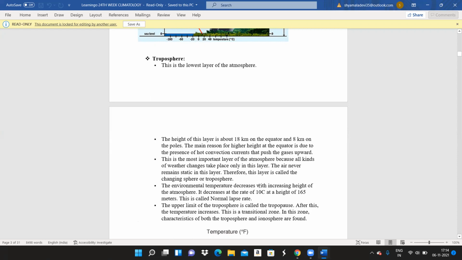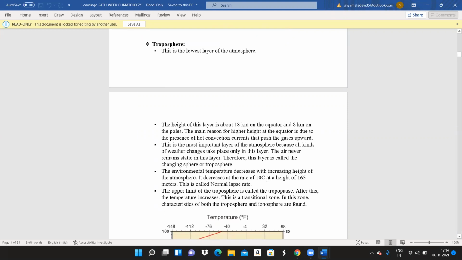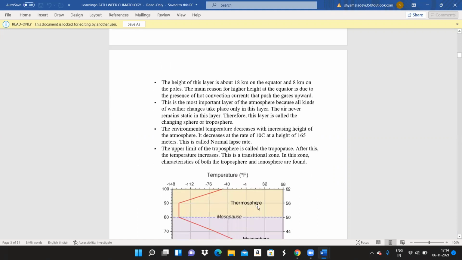The environmental temperature decreases with increasing height in the atmosphere. It decreases at the rate of 10 degrees centigrade at a height of 165 meters. This is called the normal lapse rate. This is the definition: what is a normal lapse rate? It means the rate of decrease. We all know that the temperature decreases with increasing height. As we move upwards, why do they carry oxygen cylinders? Because the temperature decreases, and the air thins. So what is the decrease? The decrease is at the rate of 10 degrees centigrade at a height of 165 meters. This is called the normal lapse rate.